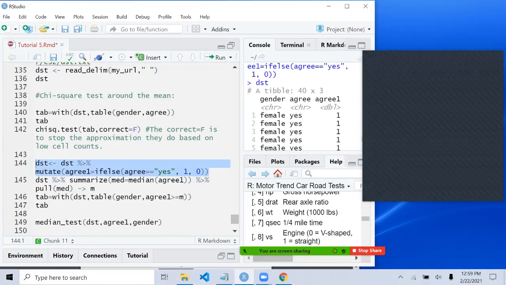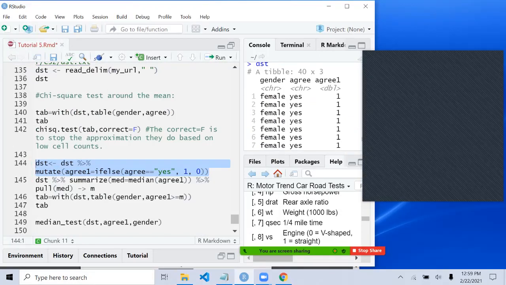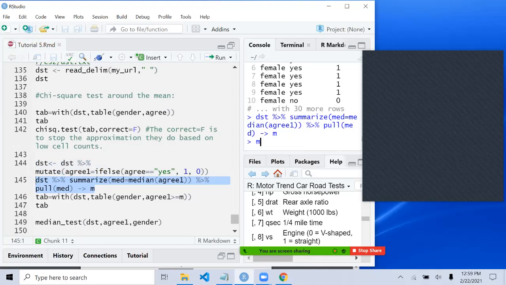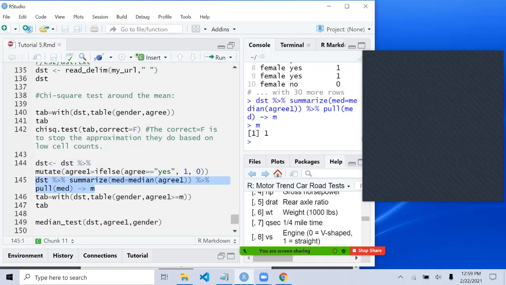You can see that it changed this to agreed 1 because you cannot compute the mean on categorical things. You need numerical values to compute the median. So I translated these to actually numerical values. And then I found the median. So you can see that M is actually 1. The median appears to be 1.